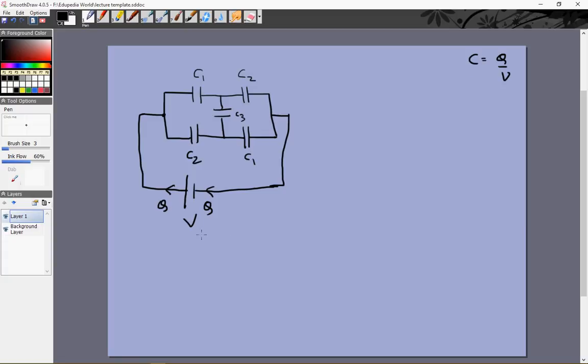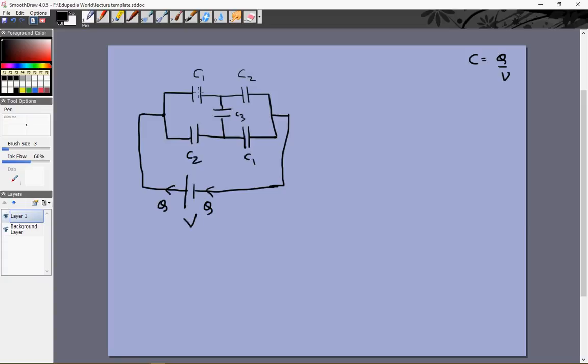If we attach a battery, then what is the charge? If the battery has a potential difference which is double the original one, then the charge will be double, but the ratio will remain the same. And C will obviously be some function of these capacitances. So we need to find out the equivalent capacitance.